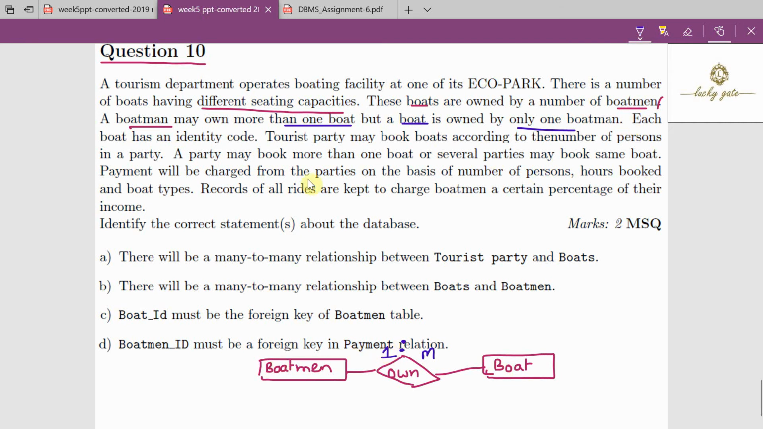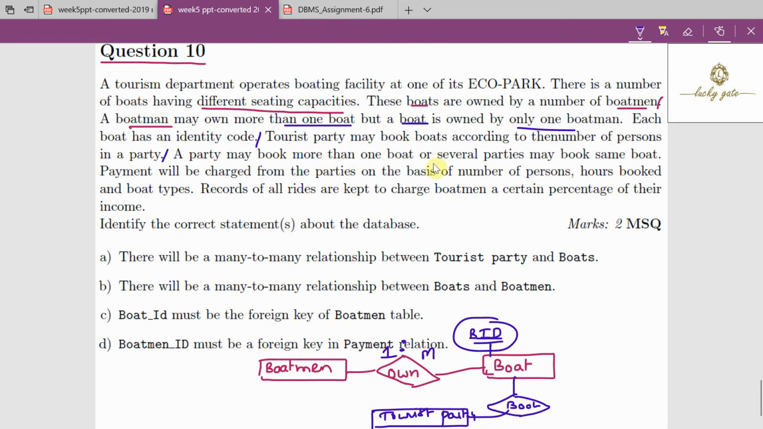A boat has an identity code. We can call it boat ID, BID. We call it the key. A tourist party may book boats according to the number of persons in the party. So I can have one more entity set called party. And a relationship I am calling booking.